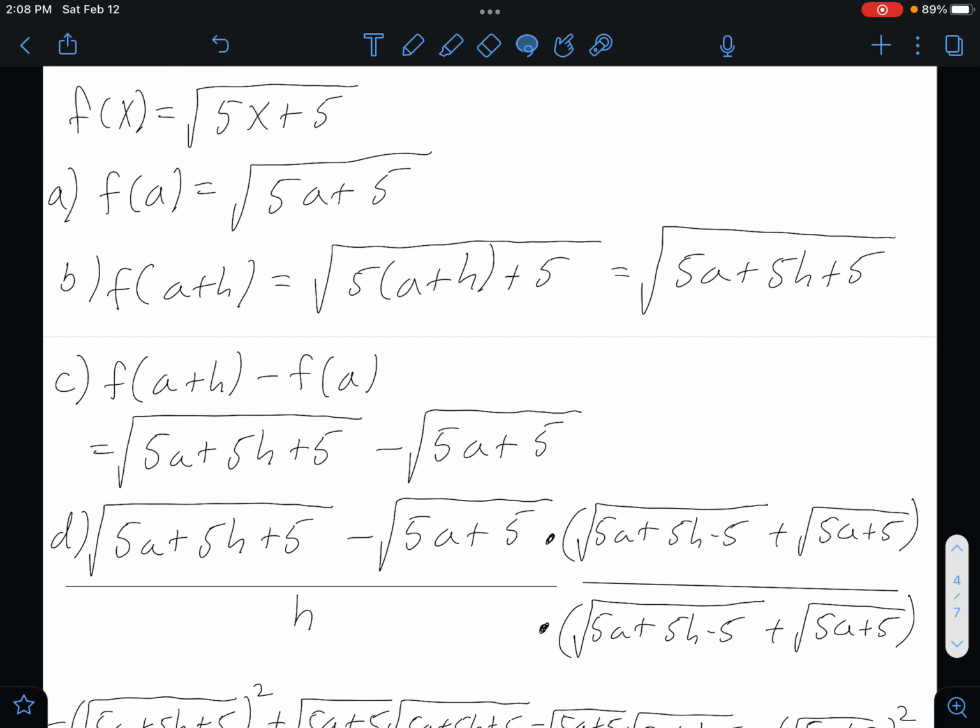Even the numerator, the subtraction f of a plus h minus f of a, turns out to be pretty straightforward. You're subtracting radical 5a plus 5h plus 5 minus radical 5a plus 5. And again, no more simplifying to be done. Now, when you move to the difference quotient, which is dividing radical 5a plus 5h plus 5 minus radical 5a plus 5 divided by h, here's where things get a little hairy.